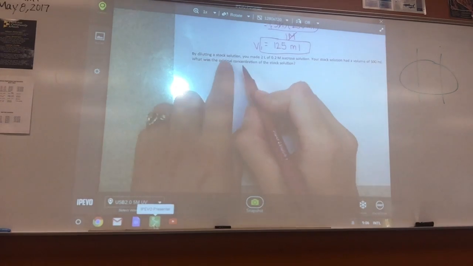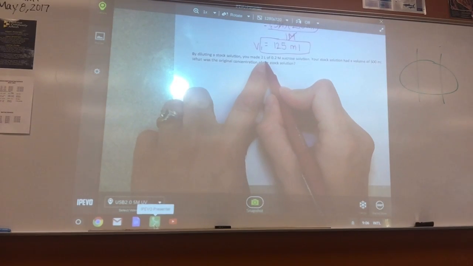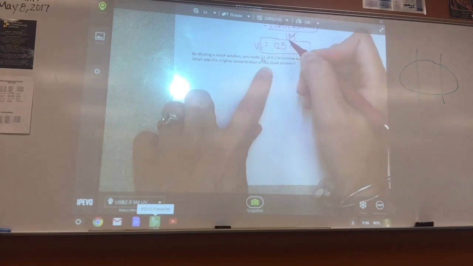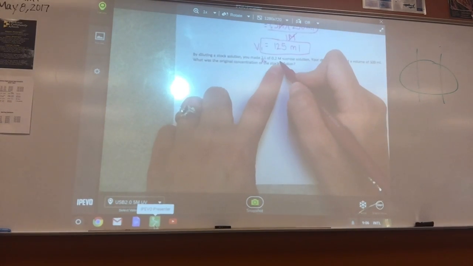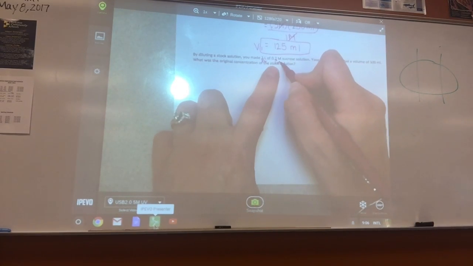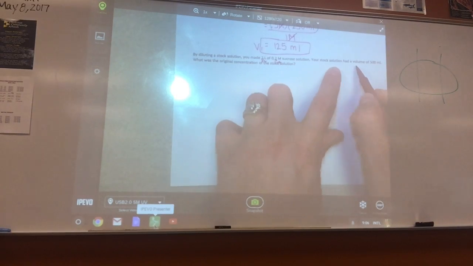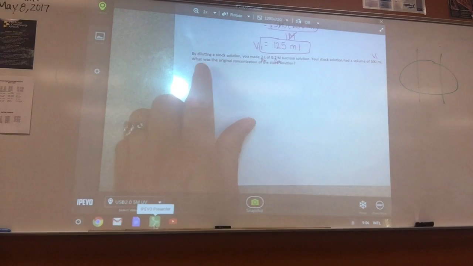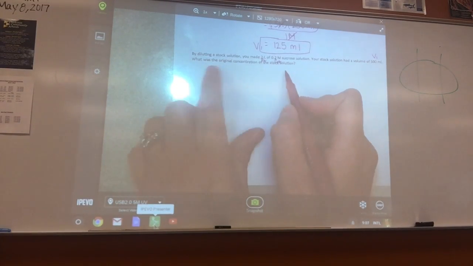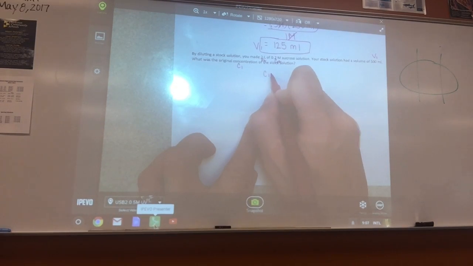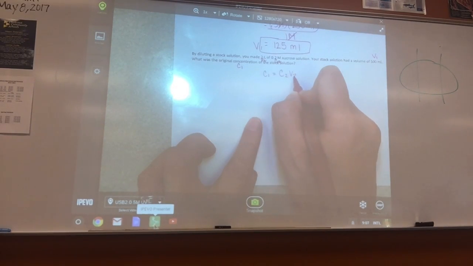All right, so by diluting a stock solution, you made 2 liters. This is what you made. This is your volume 2, V2, 2 liters of a 0.2 molar solution. That's your final concentration, so that's C2. Your stock solution is a volume of V1, and it's asking you what your original concentration was, so you're solving for C1.